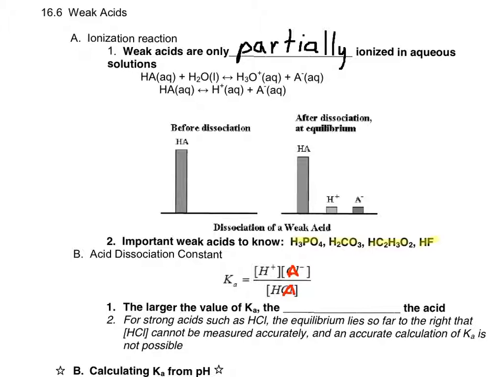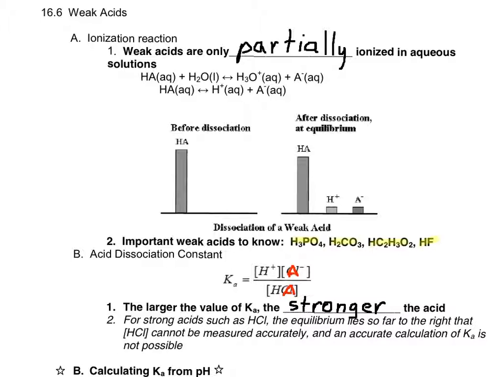Now, if you have a really strong acid, it's going to make a lot of those ions, so that means you have a pretty large value for Ka. If you have a really weak acid, it's not going to make very many ions, and you're going to have a small value for Ka. So you can use the Ka value to tell you the relative strength of the acid. If it's big, strong acid. If it's small, weak acid.